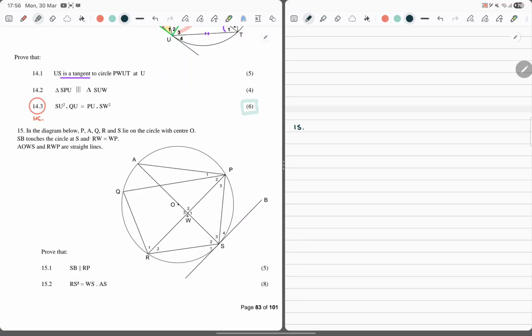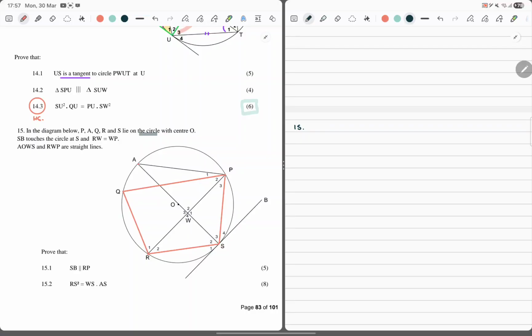In the diagram below, P, A, Q, R, and S lie on the circle. So what do we call those points that lie on the circle? This one, that one, that one, that one, that one. We call them concyclic points. And you can see that any 4 of them that form a quadrilateral becomes a cyclic quad. So as you can see, this becomes a cyclic quad because all 4 vertices are on its circumference, okay? So that's good. Let's read on.